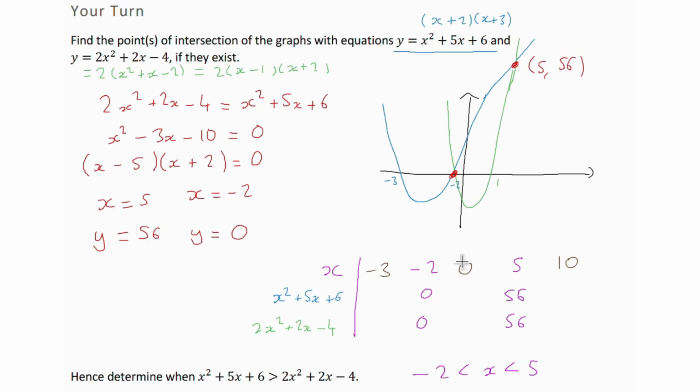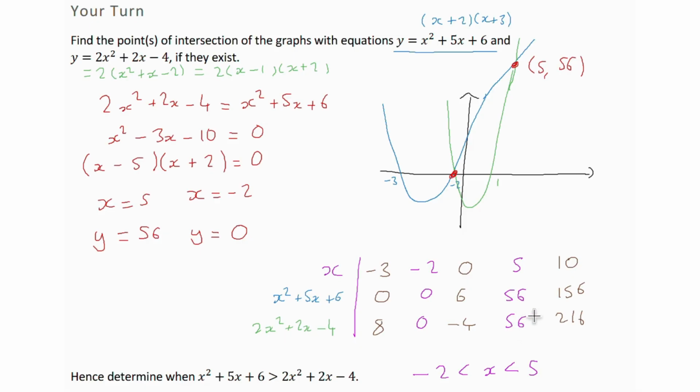So now I'm looking at these values of x, and I just evaluate the functions at these points. At minus 3, I get this one is 0 and this one is 8, which means at minus 3, the green graph is greater. At 0, I get 6 and minus 4, which means at 0, the blue graph is greater. And at 10, I get 156 and 216, which means at x equals 10, the green graph is greater again.